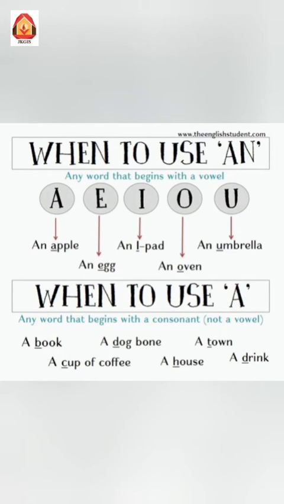Okay, so I hope you all have understood where we use a and where we use an. I hope students you all have understood the concept of articles. Now what you have to do, you have to write 10 words. Some of the words should be starting with consonants and some of the words should be starting with vowels. Okay, so write in your English notebook and then put a and an before those words. Okay students, then do it and send me on WhatsApp.